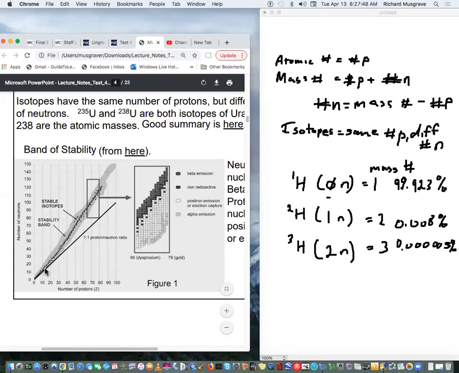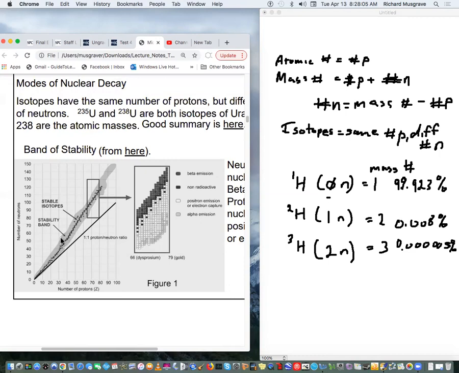So these dots here represent stable isotopes. So these are non-radioactive isotopes. So they all go here. And we have this band of stability, right? And this is also where we can expect to see radioactive materials as well. So they are going to be above and below this line of stability, so-called, or stability band.